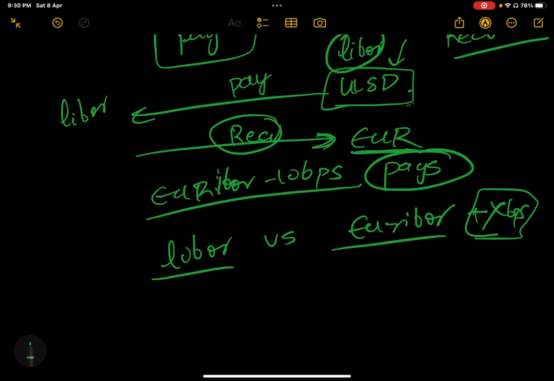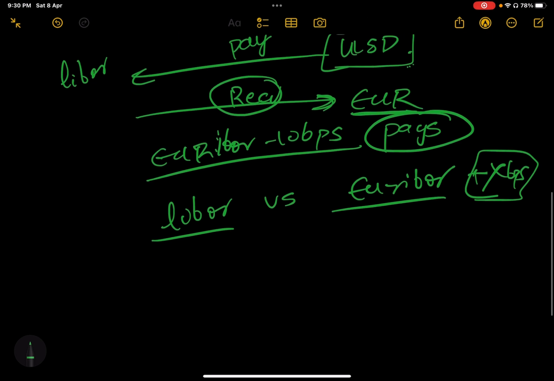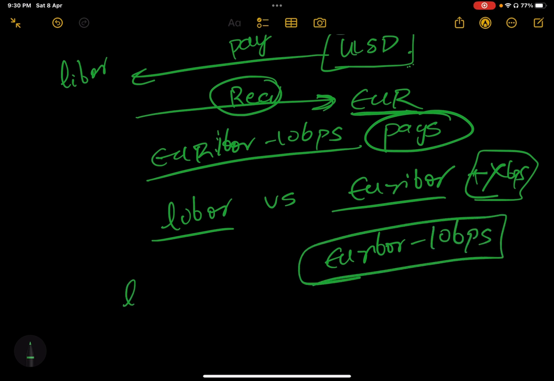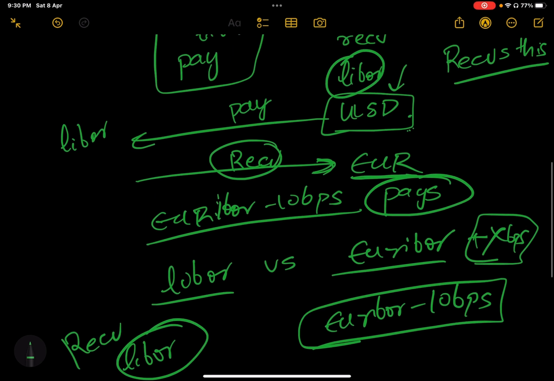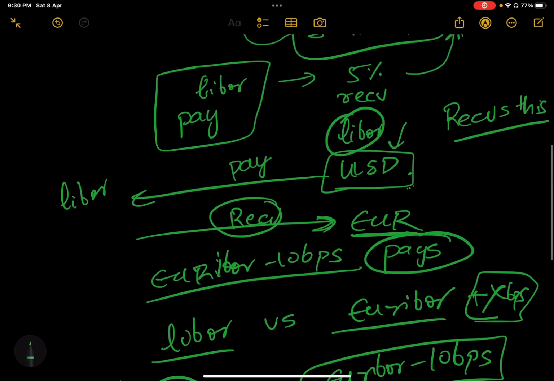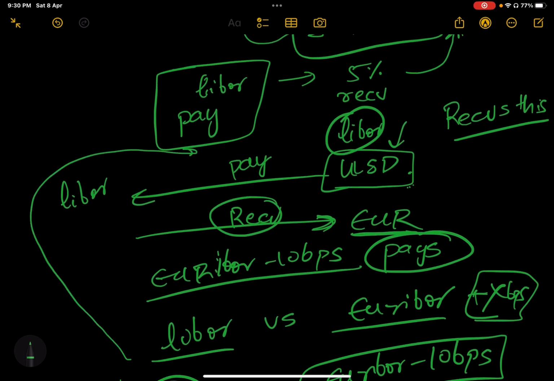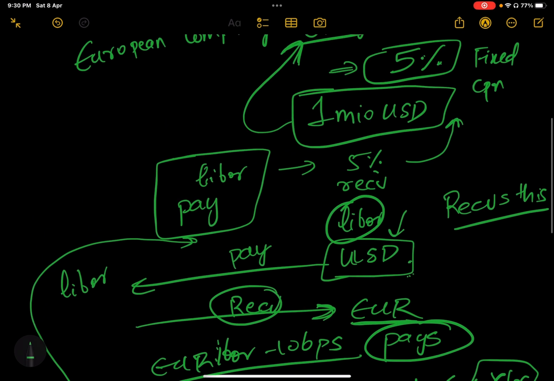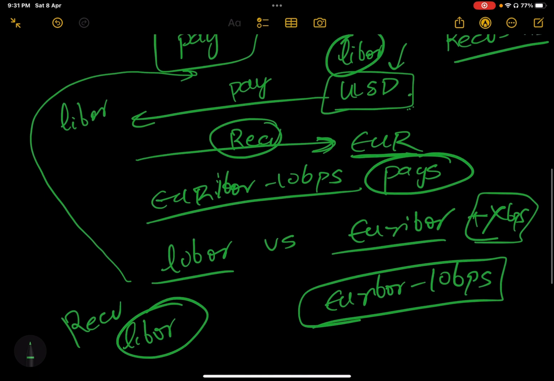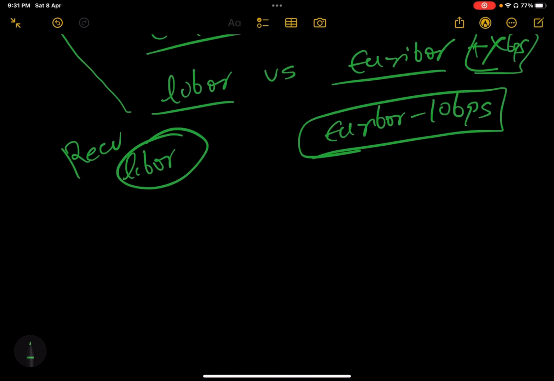And this is the interest received. So basically, I pay Euribor minus 10 bps on my loan, and I receive LIBOR. And this LIBOR I can pay into the interest rate swap to get the 5% fixed coupon, which I can pass to my bondholder. This is kind of like an asset swap thing, but that's the intuition behind cross-currency swaps.